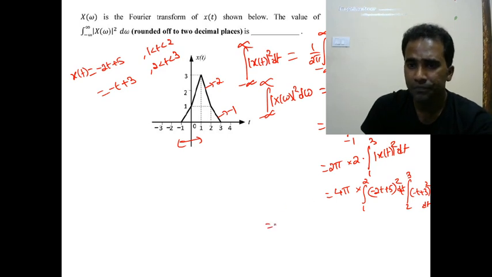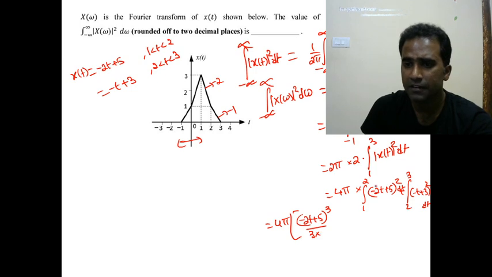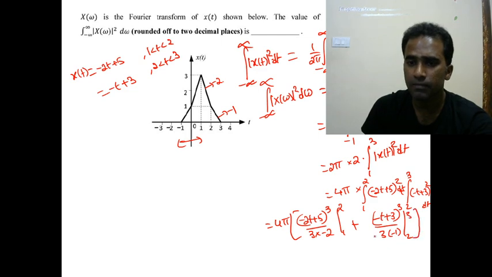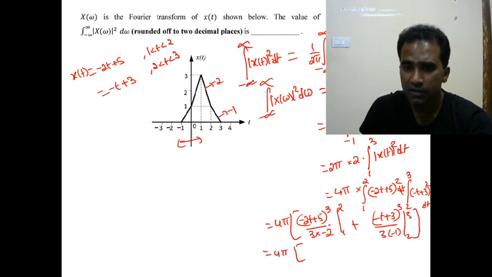So this is equal to 4 pi into the integration. This is (minus 2t plus 5) whole cube divided by 3 into the differentiation of this, which is minus 2 in the denominator, limits from 1 to 2, plus the integration of this part, (minus t plus 3) whole cube divided by 3 into the differentiation of this part, which is minus 1, limits from 2 to 3. So if you substitute the values, for 2 it is minus 4 plus 5, which is 1, whole cube is 1, minus, if you substitute 1 here, it is minus 2 plus 5, which is 3, cube is 27, divided by 3 into minus 2.